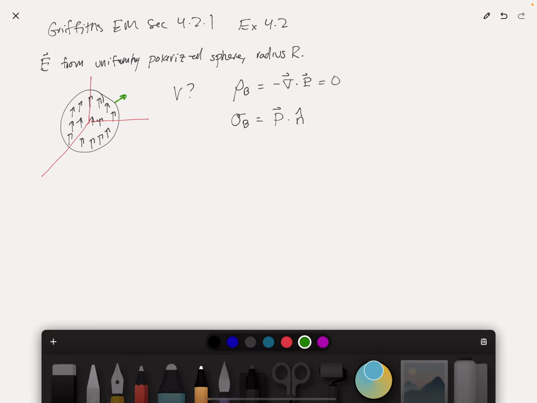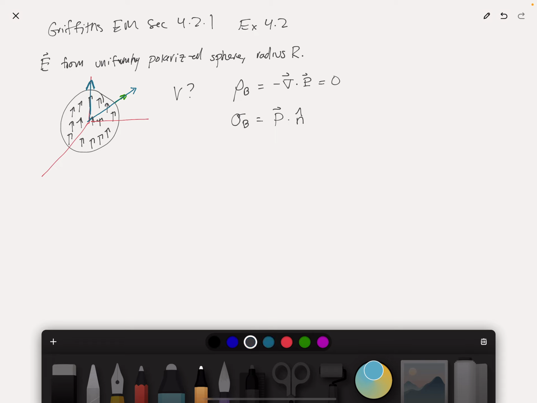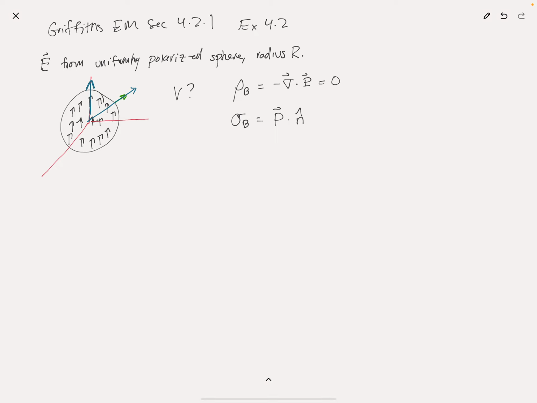So I have a polarization vector that is always pointed in the z hat direction, and I have an n hat vector, which I could redraw as going all the way through the origin. Because of that choice of coordinate system, I can rewrite this as P times the magnitude of n hat, which is 1, times the cosine of the angle between them, which is the polar angle theta. So P cos theta is my surface charge density, sigma b.